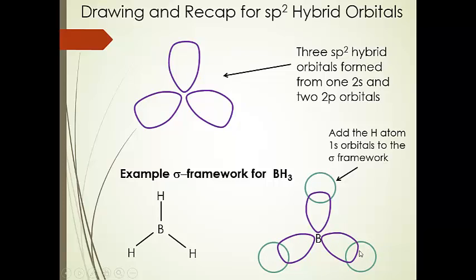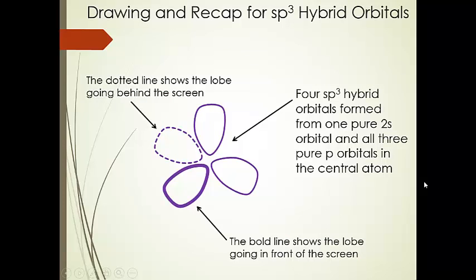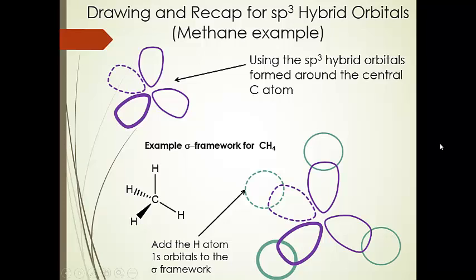Okay. All right. So now let's go ahead and recap our sp3 hybrids. So we did see methane, but let's go ahead and make sure we know exactly what we're looking at. So here are the 4 sp3 hybrid orbitals. Okay, remember dotted line means going behind the screen, and bold line means coming out of the screen. Okay, and remember we mixed one pure 2s orbital and all 3 of the pure p orbitals on that central atom. Alright, so for methane, again, we'll just take this piece, we'll plunk it down here, and then we're going to bond our hydrogens to it.